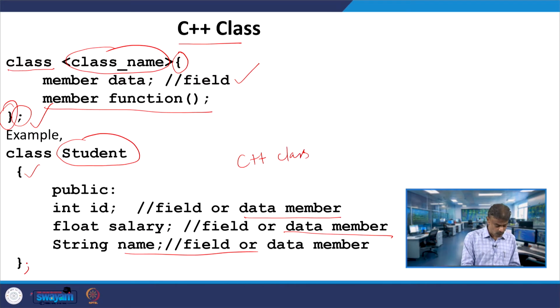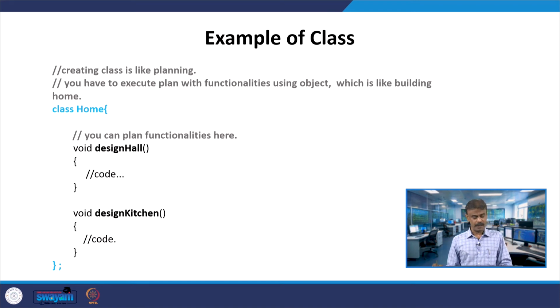Suppose I do not put the semicolon, then you consider this as a Java class. This is how your syntax goes. Let us consider C++ initially, and we will write a program in Java as well. So let us consider the C++ class, with the semicolon. You have a class, the name of the class, and inside it you have data members and member functions. So how does the blueprint look?